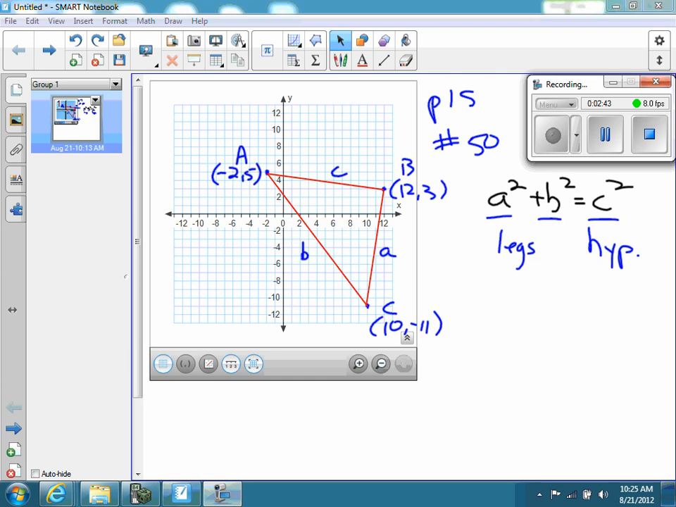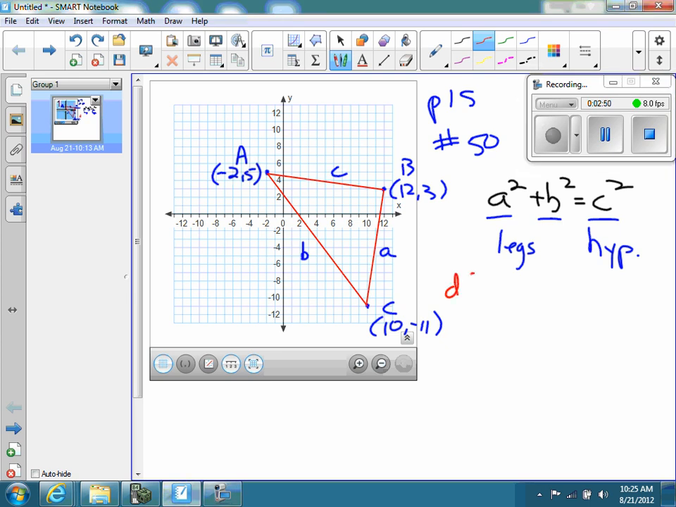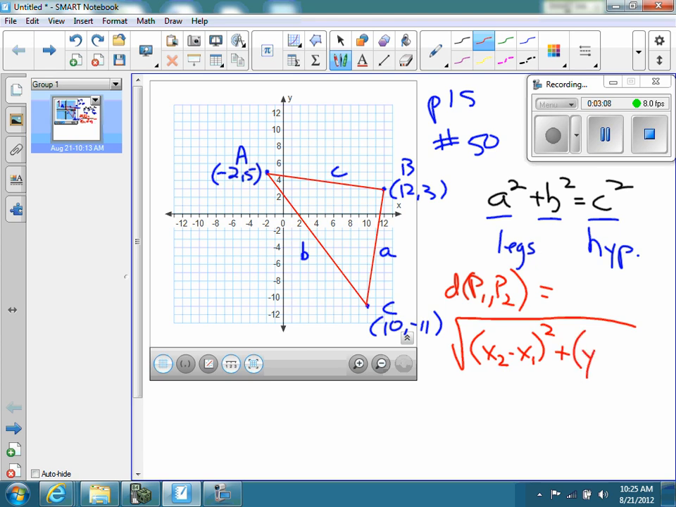Since I need to figure out the length of each side, I'm going to write down the distance formula. The distance between any 2 points, d of p1 p2, is equal to the square root of x2 minus x1 squared plus y2 minus y1 squared. That's the distance formula.